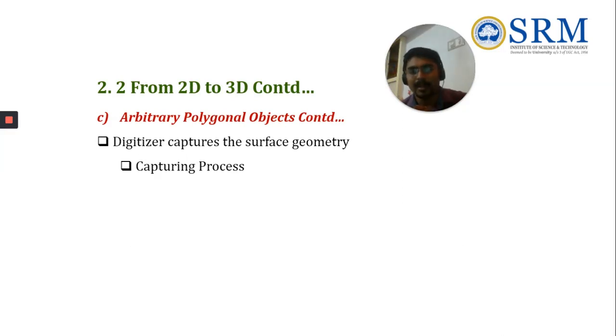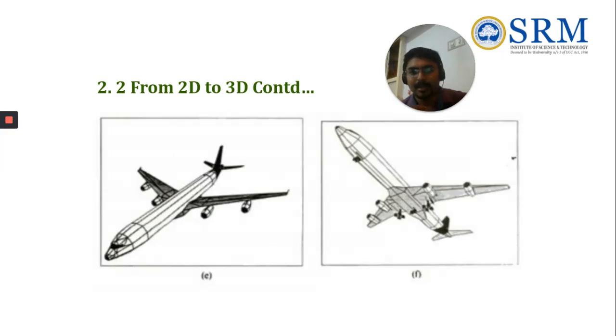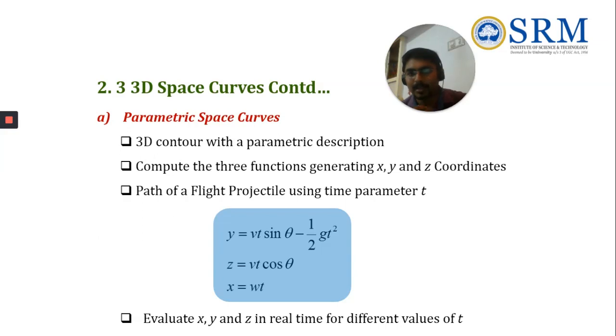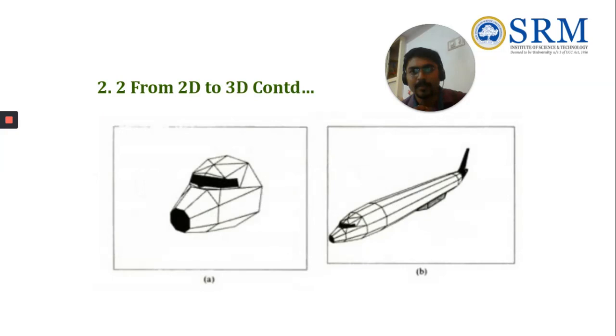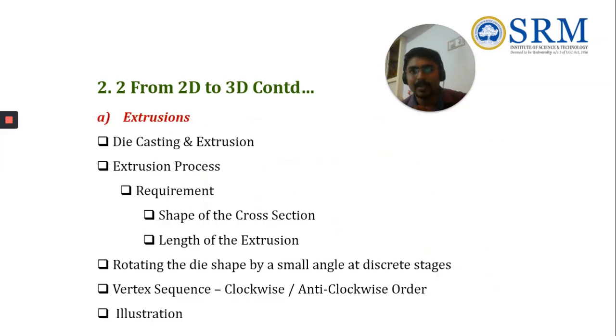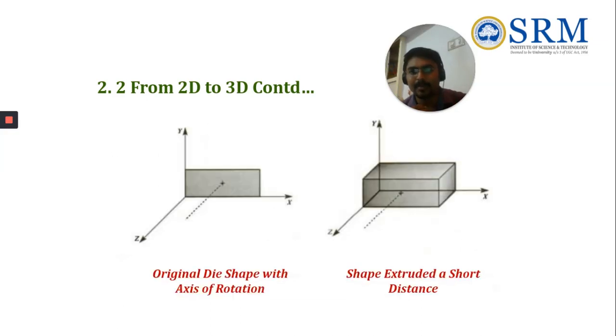Arbitrary polygons is one of the models, and before that we have the parametric one. Sweep surface is the rotation one, and this one is extrusion. Extrusion is where we extract from one shape to another shape, here from the x and y axes to the z axis.